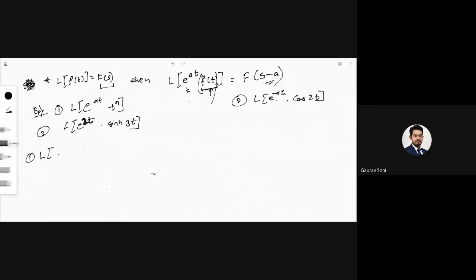What we want to find out is e to the power minus at cos of 2t.